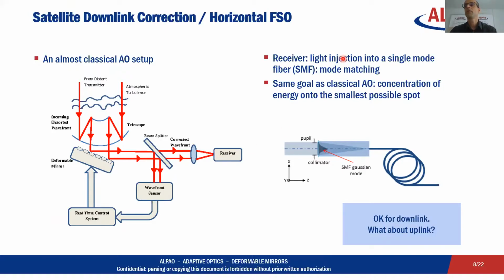And this can be a photodiode, it can be a fiber. So in the scenario of a fiber, the goal is to optimize the light injection into typically a single mode fiber. So you have to achieve mode matching between the fiber mode and the incoming wave. And again, this is the same goal as in classical AO, to concentrate energy on the smallest possible spot. So, okay, for the downlink scenario, now let's look at the uplink scenario, which is a bit more involved.